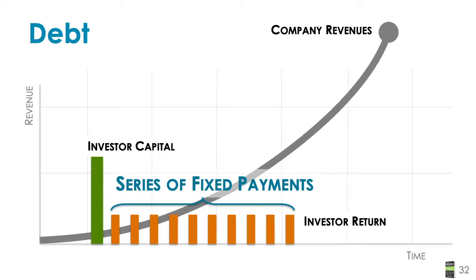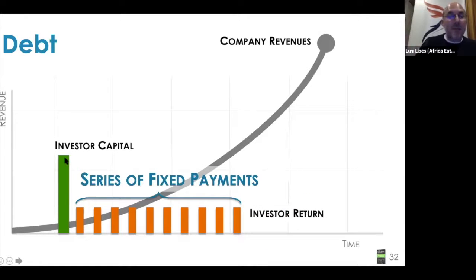So just for those who've never seen it, here's a debt investment in my same graph. You hand over some money from investor to company. They actually promise you something. They promise to make a series of payments. Usually it's the same size payments over a certain period of time.